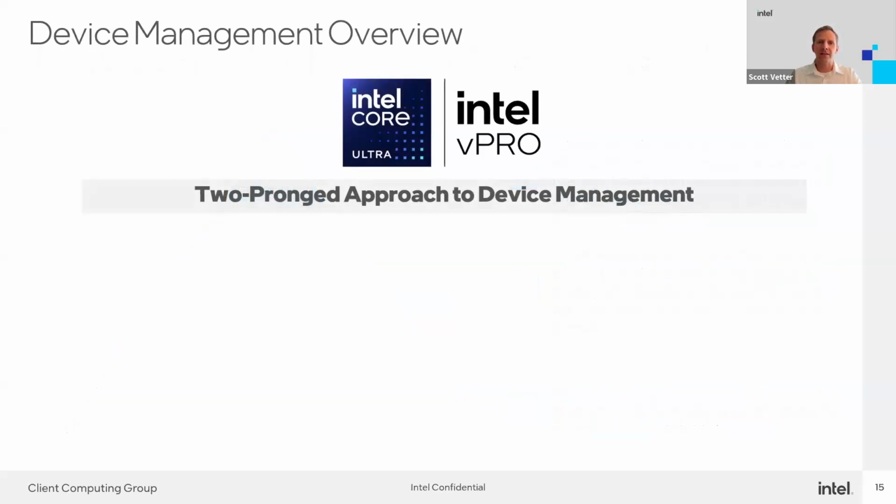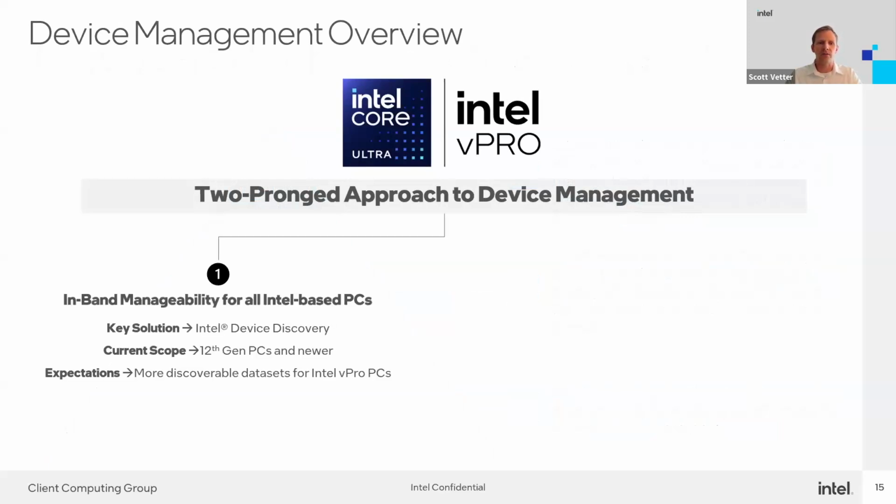So when you look at the actual device management, Intel has taken what's really a two-pronged approach. We see the first is in-band manageability for all Intel-based PCs. This is something where your system is sitting on your network, it's in your building, it's easily accessible, and Intel makes it easy, but quite frankly, there are also other OS manageability programs out there that can do much the same thing.